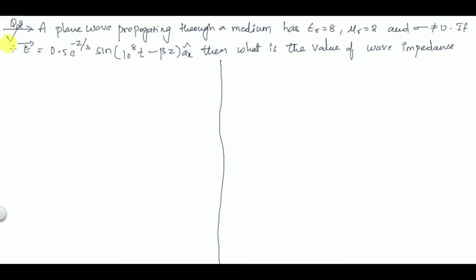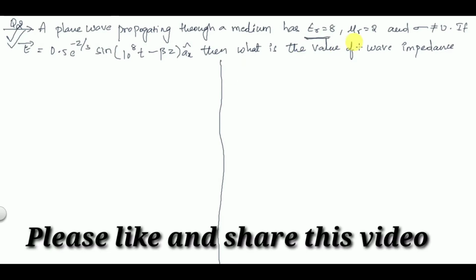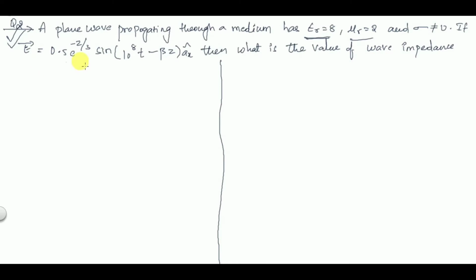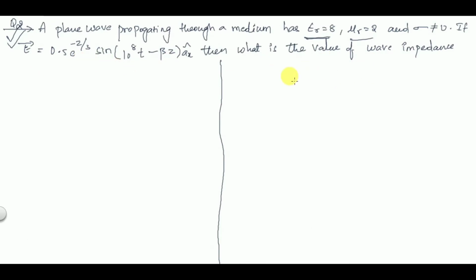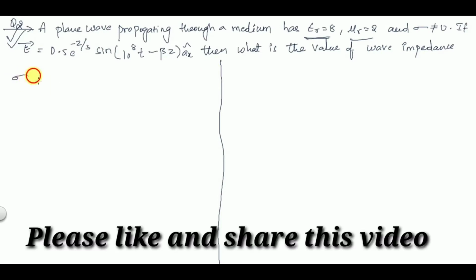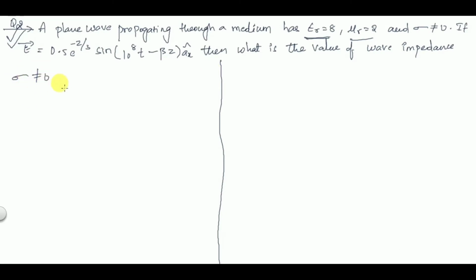So next we'll see one more problem, right? Second question. In this question he has given a plane wave is propagating through a medium having epsilon r is equal to 8, mu r is equal to 2 and sigma is not equal to 0. And if E bar is equal to this, then he is asking what is the value of wave impedance. When sigma is not equal to 0 and you have some values for epsilon r and mu r, what is the medium? So medium is good dielectric.